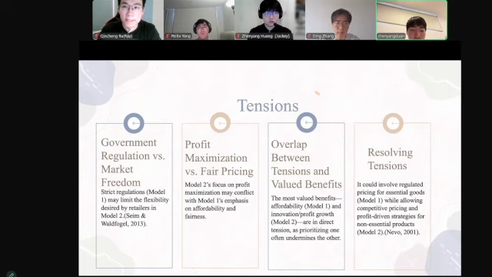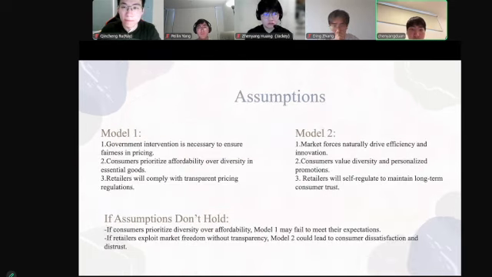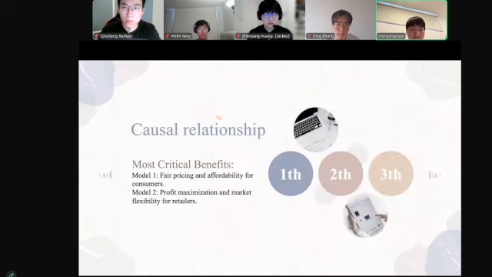for non-essential products. And then these are our assumptions. We answer the question of what if assumptions don't hold. If consumers prioritize diversity over affordability, Model 1 may fail to meet their expectations. If retailers exploit market freedom without transparency, Model 2 could lead to consumer dissatisfaction and distrust. And then is the causal relationship. This part is brief because we will explain it in the next stage.